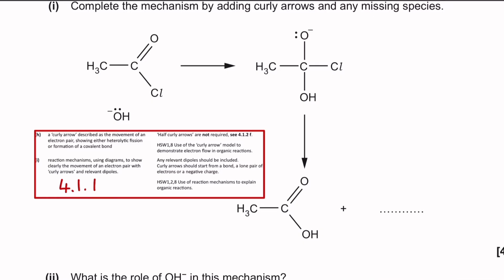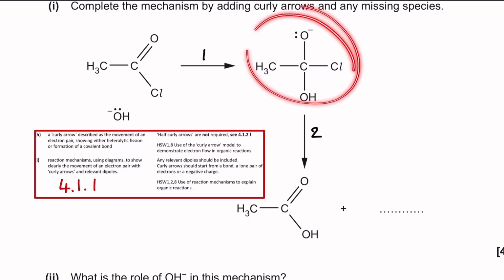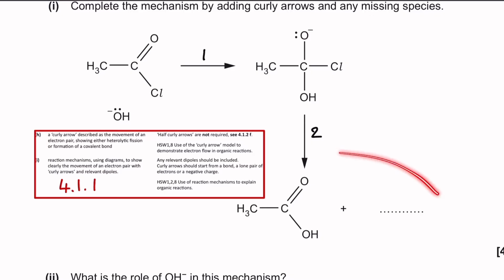The first thing to appreciate is that we have to tackle this in stages. For example, in stage 1, which would be from left to right just here, we are adding curly arrows to explain the structure of this intermediate over there. Then in stage 2, which would be down here, we are adding curly arrows to the intermediate to explain the structure of the final products. So you've got to break this down into stages.